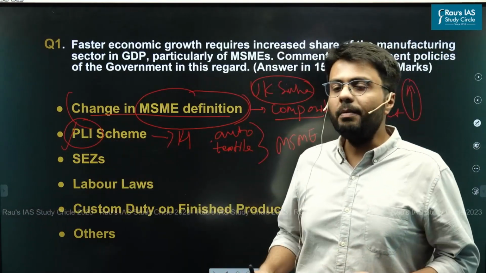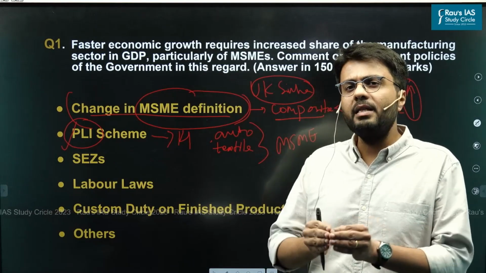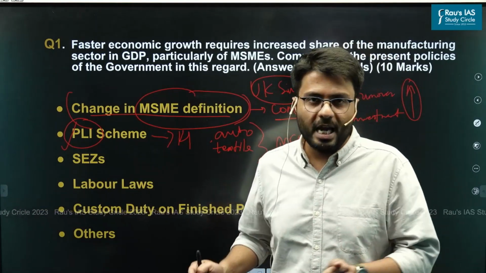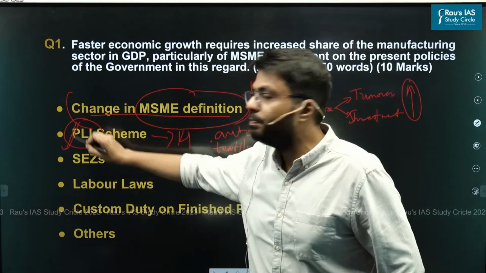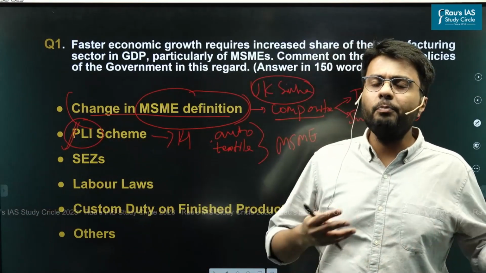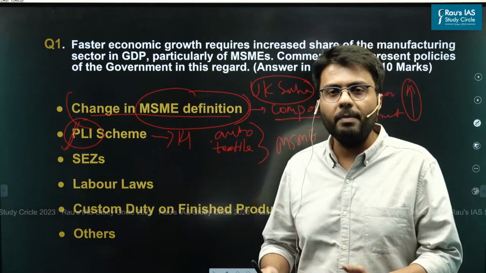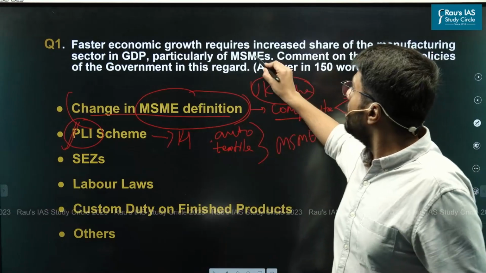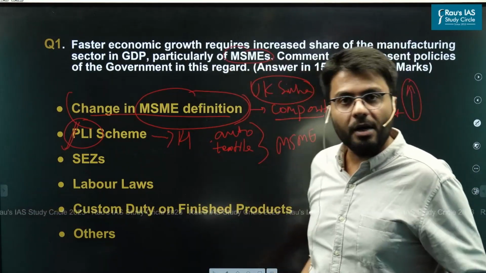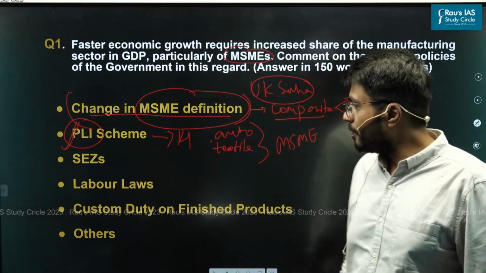Because in general, the PLI scheme aims to enhance the country's domestic manufacturing capabilities. And when larger companies qualify for these PLI incentives, they will procure products from MSMEs as their raw materials. Hence, in a way, it will promote the MSME share in the country's manufacturing sector.